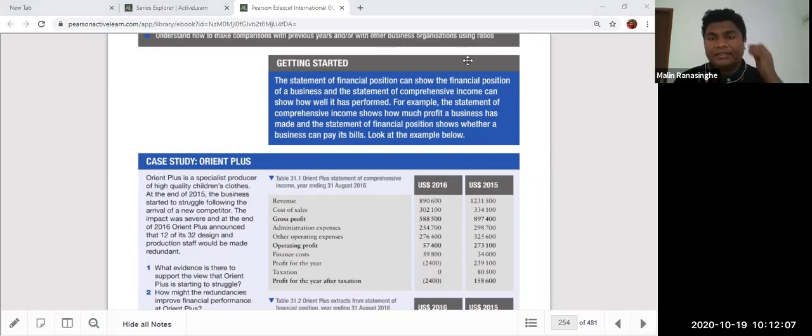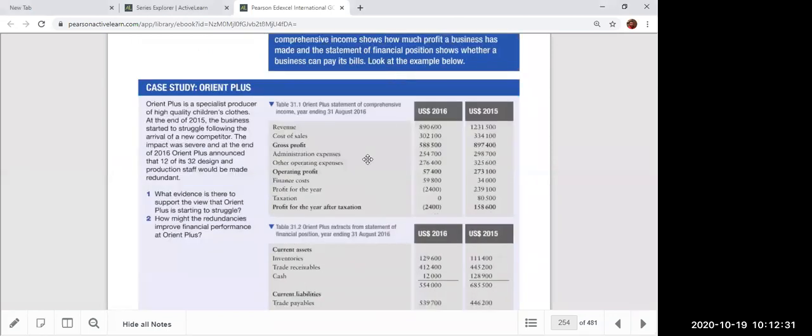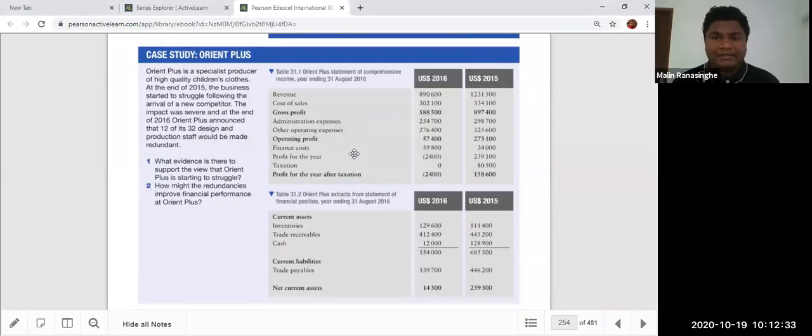and the organization's liquidity position. By looking at the organization's SOFP, we can comment on whether the organization is actually bankrupt or not, whether the assets are greater than the liabilities or not. Sometimes an organization's liabilities are greater than its assets, which means the business is normally going to be bankrupt. Right.